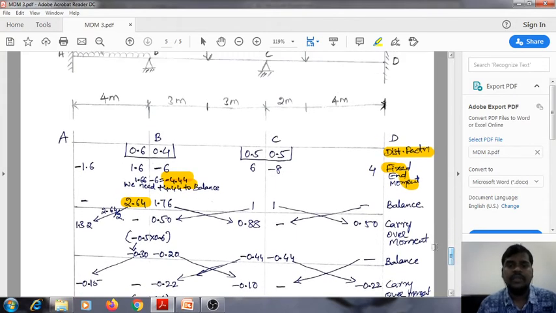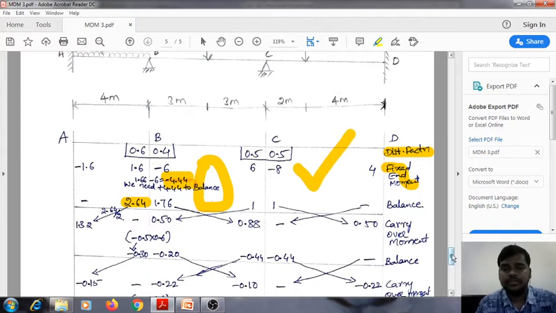Fine, this is the balance. In the same manner, 6 minus 8, so what we get is minus 2. So we need plus 2 to balance it. So plus 2 into 0.5 is 1, and plus 2 into 0.5 is 1 again. So how the method is done here at joint B, the same method is adopted at joint C.